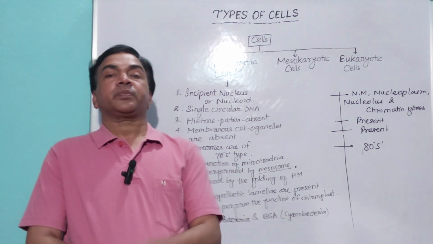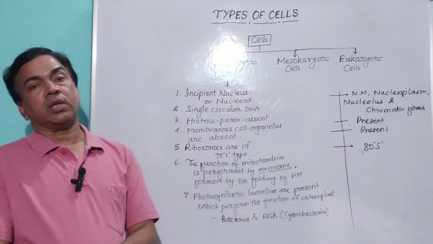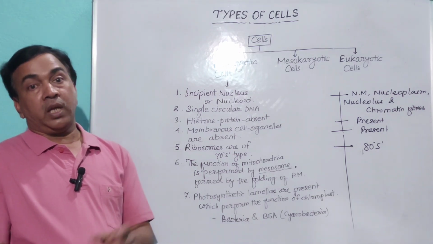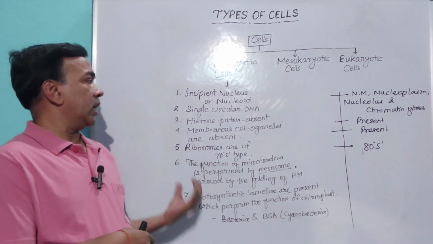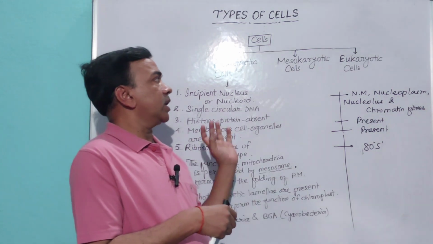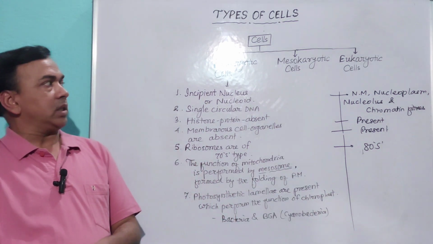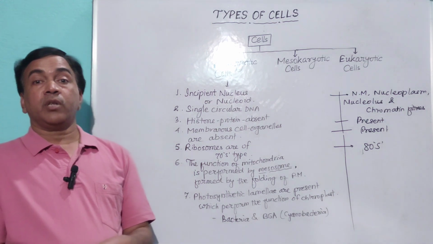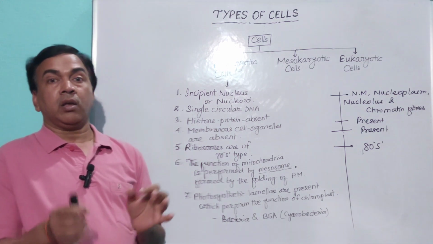Mesokaryotic cell contains most of the characters of eukaryotic cells, but it lacks histone protein, which is a character of prokaryotic cells. Hence, such cells have been kept between pro and eu and are called mesokaryotic cells. Example of mesokaryotic cells is dinoflagellates.